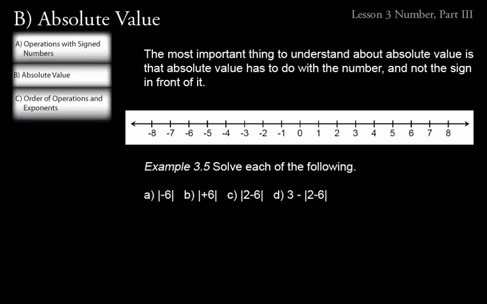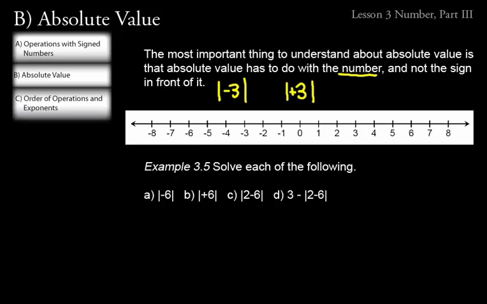Let's move on now to part B and absolute value. The most important thing to understand about absolute value is that absolute value has to do with the number, not the sign in front of it. So when you see these vertical bars around a number, that means find the absolute value. So remember, mathematics is a symbolic language, and so those bars have a meaning to them. They mean find the absolute value. So instead of writing a whole sentence out saying find the absolute value of negative 3, you just have negative 3 and 2 bars.